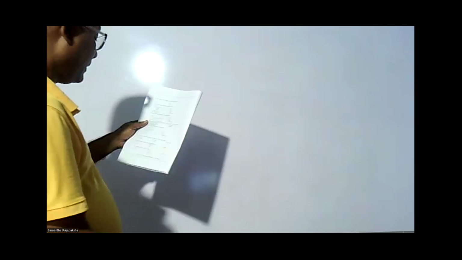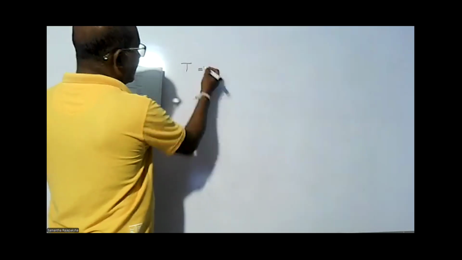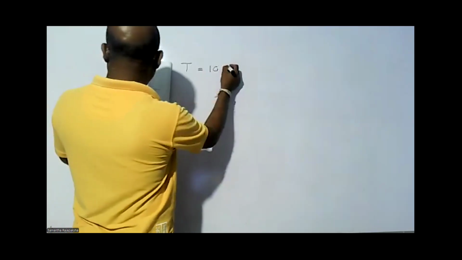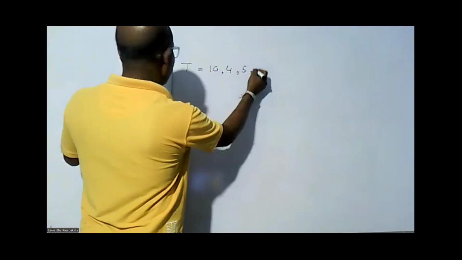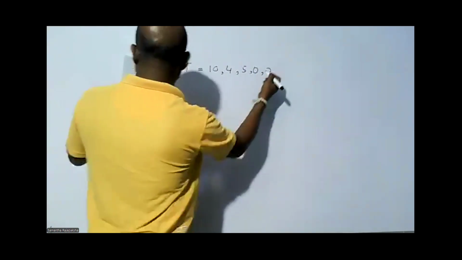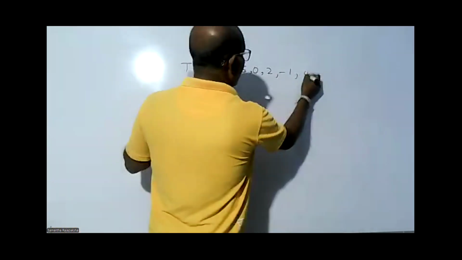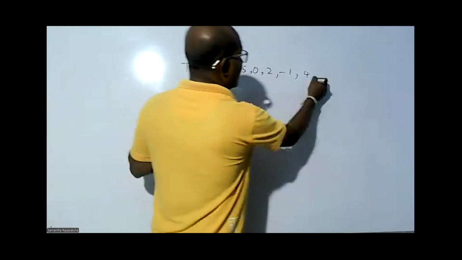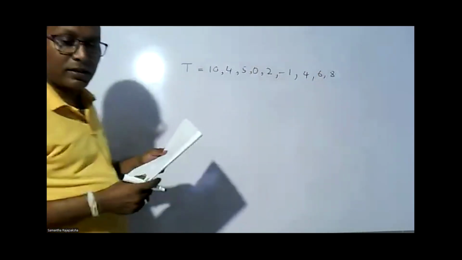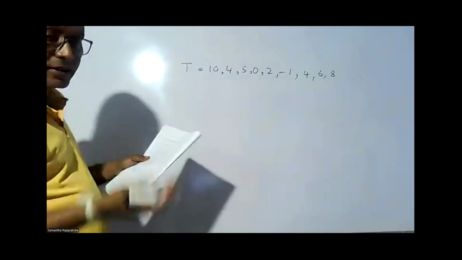So in question 47, what happened? There's a tuple actually. This one we call a tuple T. Then we write with the comma 10, 4, 5, 0, 2, -1, 4, 6, 8. Now these are actually a tuple. Tuple means a kind of data structure.